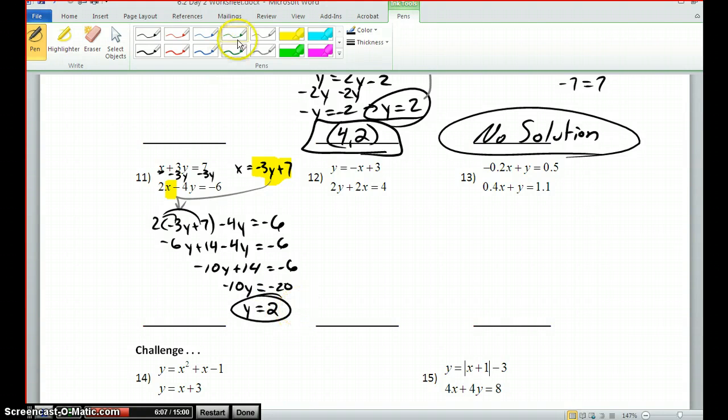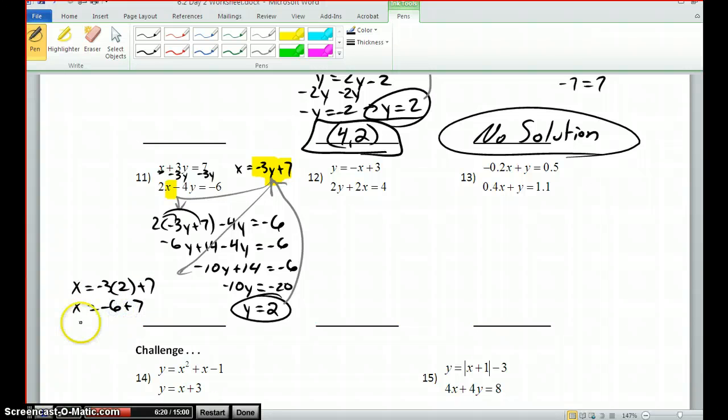After you do that, we substitute that into the equation from the first thing that we did. Then I'm going to do x equals negative 3 times 2 plus 7, and simplify. X equals negative 6 plus 7. X equals 1. So our answer is 1, 2.